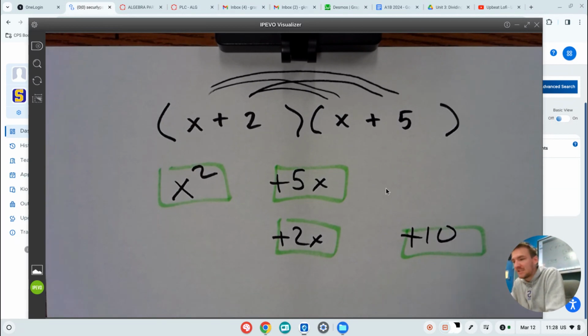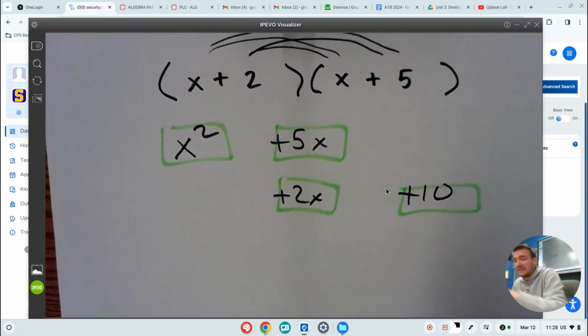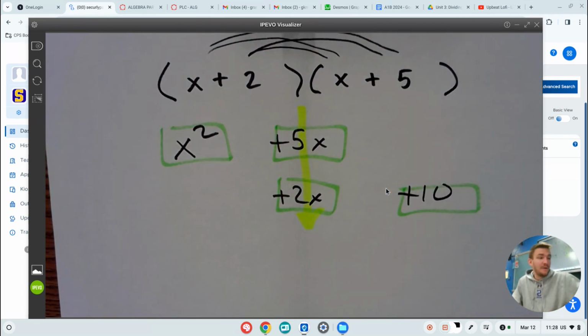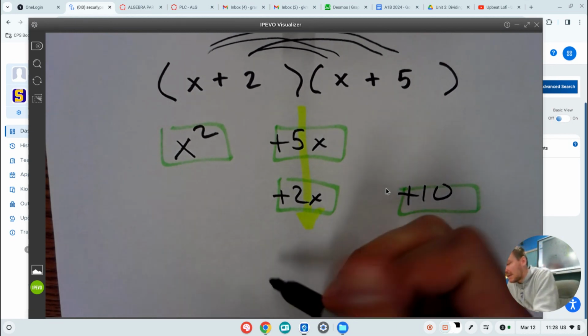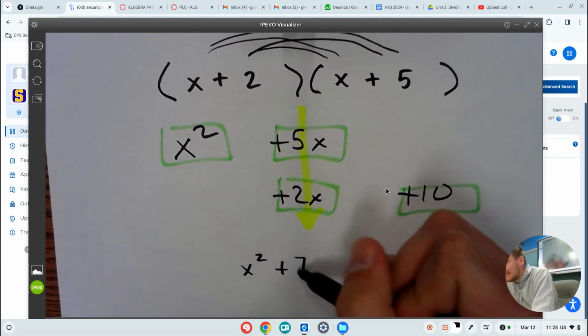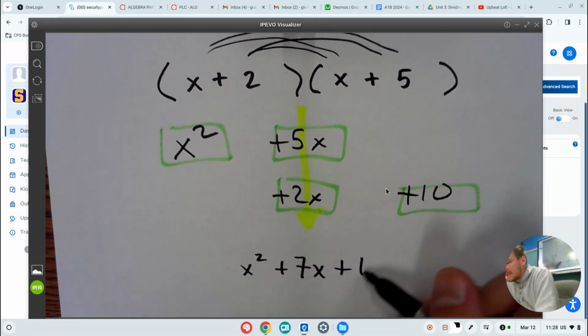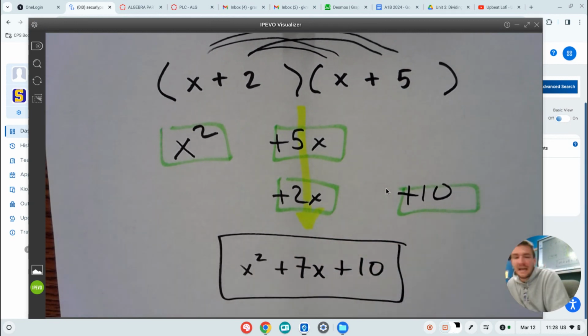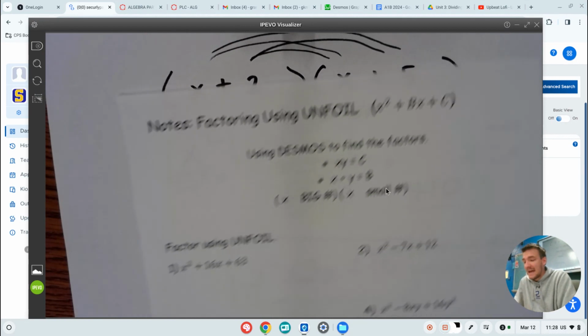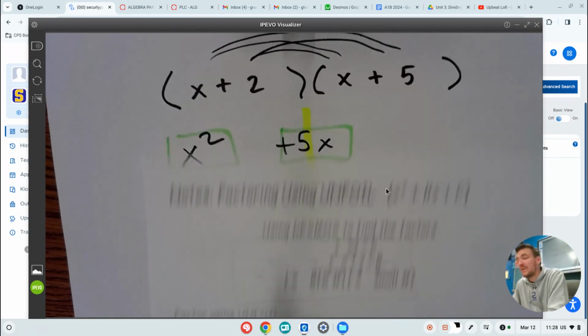We're not quite finished yet, because we need to combine these middle two terms together, right? 5 and 2. When we combine them, we get x squared plus 5 plus 2 makes 7x plus 10. And this is the answer. Now, if you look at the notes for today, that's not the answer anymore. That is now the question. And that is where we start.